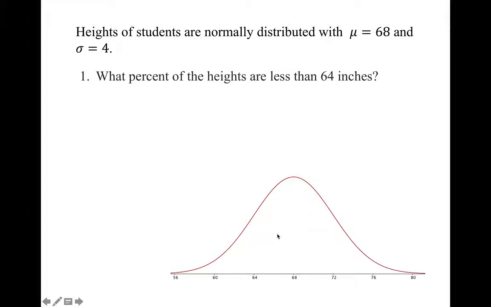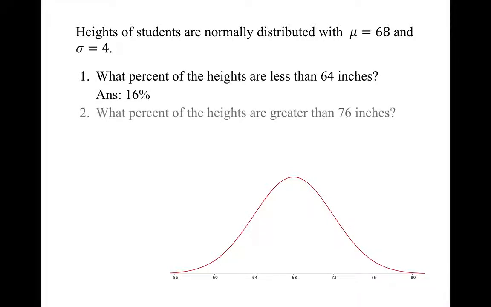All right, so a couple of questions then. What percent of heights are less than 64 inches? If we jump over to where 64 is, the empirical rule says that 68% will be between 64 and 72. So that means there's going to be 32% left over. Half of that will be in the left tail, and so that probability is 16%.